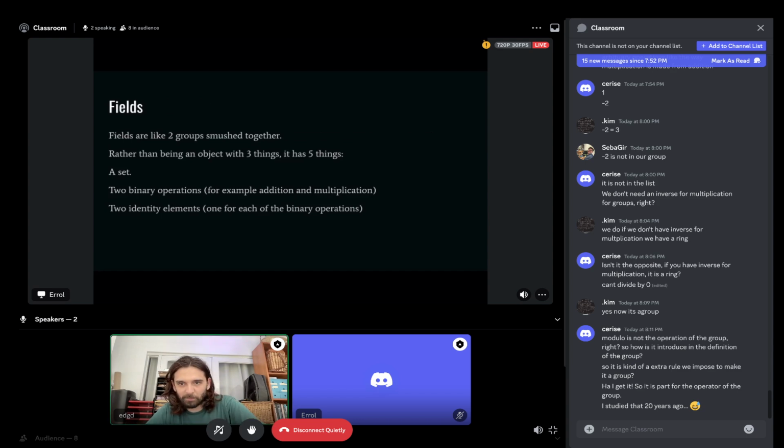Okay, so we're going to speed up a little bit. So we've got fields, and you were talking about rings earlier, and rings and fields are kind of like if you get two groups and smush them together. We have the set, but instead of having one operation, we'll have two operations. And instead of having one identity element, we're going to have two, one for each of the binary operations.